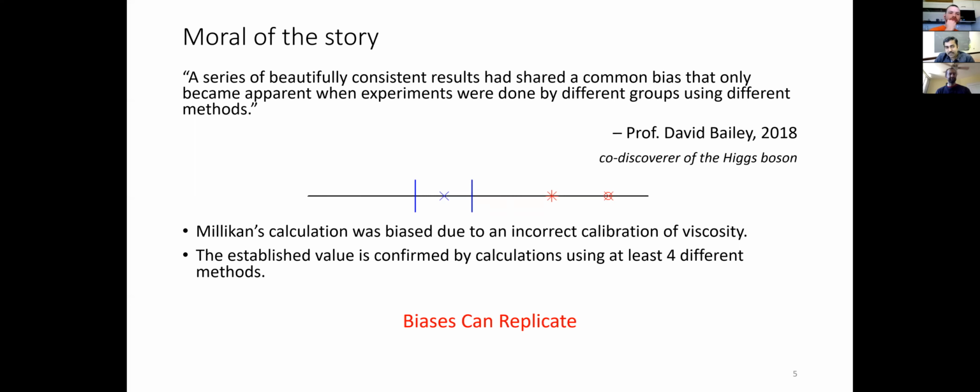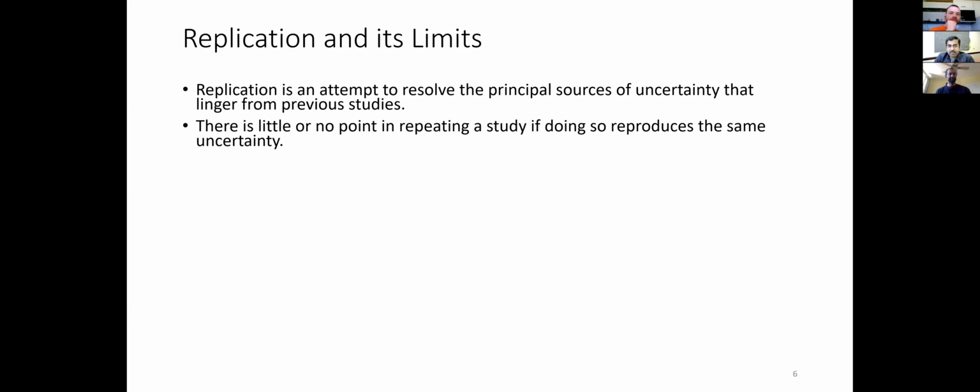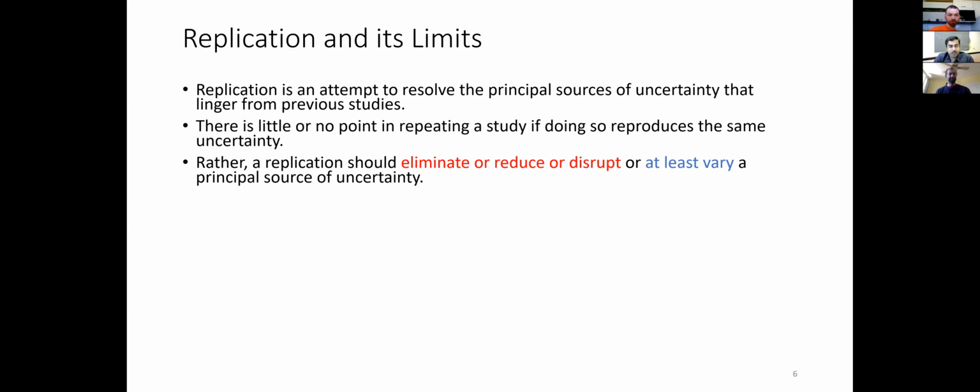So replication is an attempt to resolve the principal sources of uncertainty that linger from previous studies. There is little to no point in repeating a study if doing so reproduces the same uncertainty. So to be fruitful, to be useful, a replication should eliminate or reduce or at least vary the principal source of uncertainty.